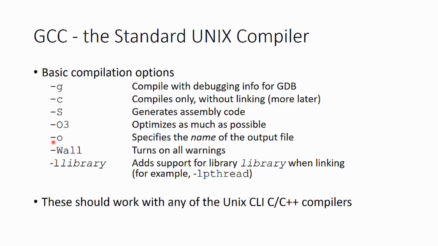The -o switch is the one you use most often, and it specifies the name of the output file. Otherwise, it just creates a.out every time you compile something. We can turn on all warnings, which can be annoying, but it's handy for trying to find errors and warnings that we wouldn't normally see. And then finally, we can add support for a particular library. So if we want to use the pthread library, then we do -l and then, with no space, pthread, and that will allow us to link in a particular library. And these kinds of switches should work with any of the UNIX command line C and C++ compilers.